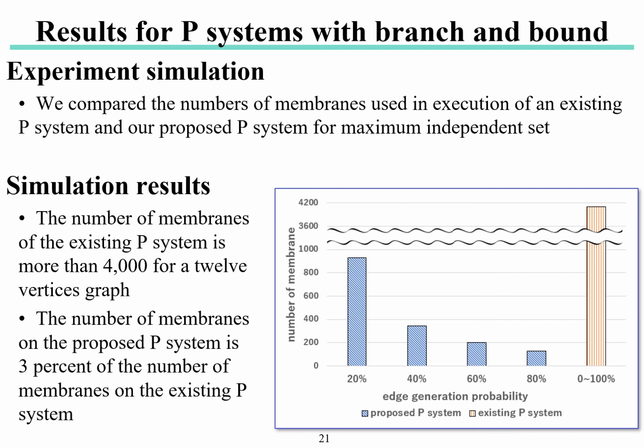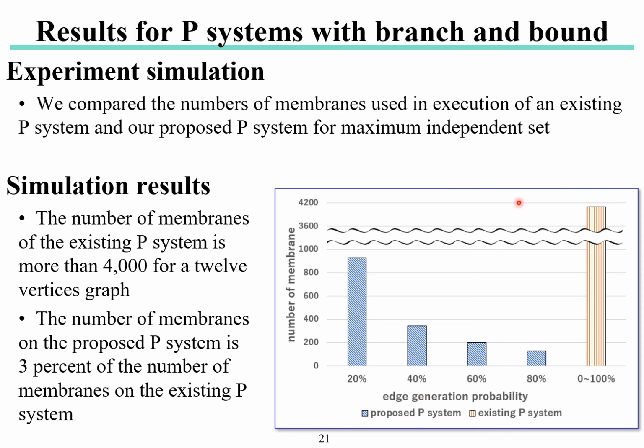For example, the input is a graph with 12 vertices, and each edge is connected with probability 20, 40, 60, and 80%. For the graph, we theoretically calculated the number of membranes for the existing P system, because the simulation for the existing P system didn't finish in a valid execution time for this case. So we executed only the proposed P system on our simulator.